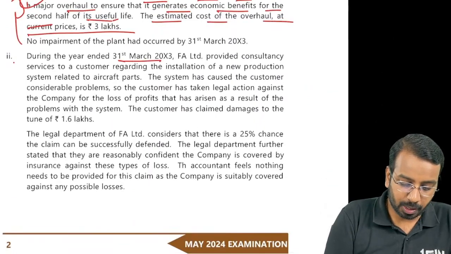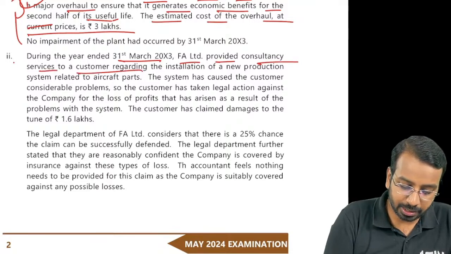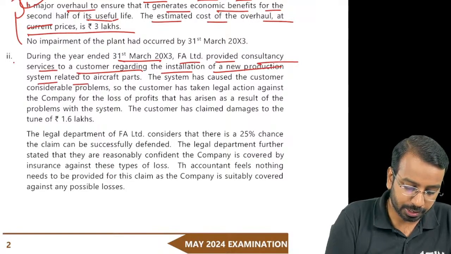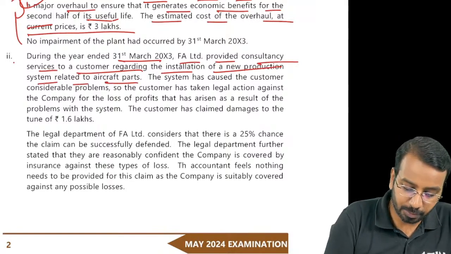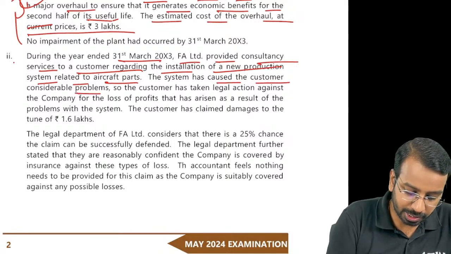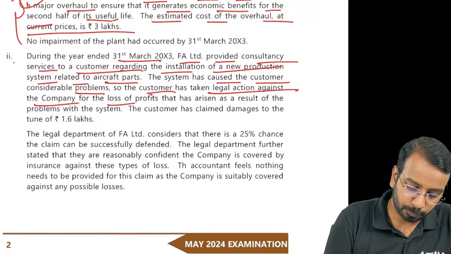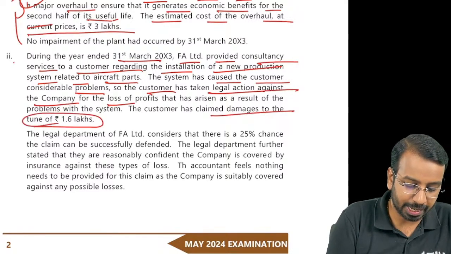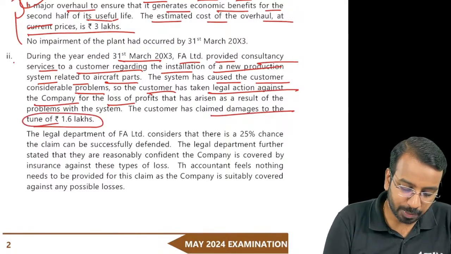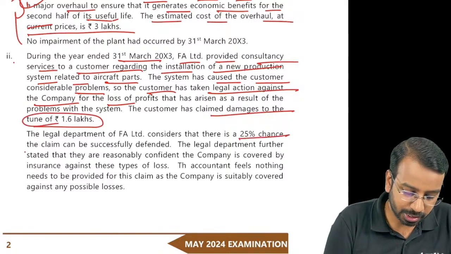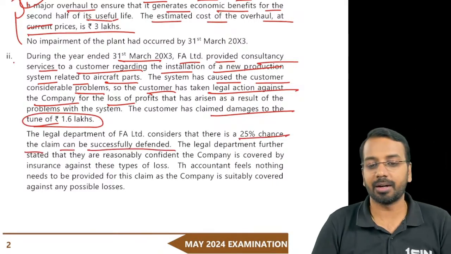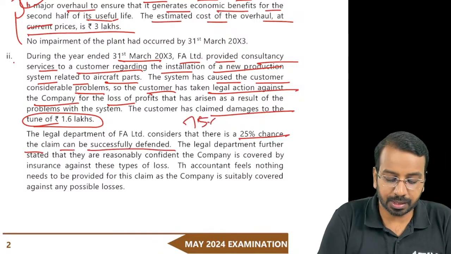During the year ended 31st March, FA Limited provided consultancy services to a customer regarding the installation of a new production system related to aircraft parts. The system has caused the customer considerable problems, so the customer has taken legal action against the company. For the loss of profit, damages claimed are 1.6 lakhs. The legal department considered that there is a 25% chance that the claim can be successfully defended. Means what? A 75% chance that we will lose.